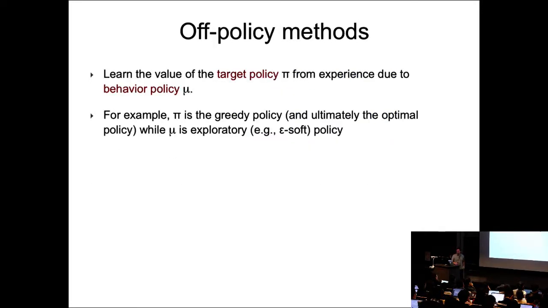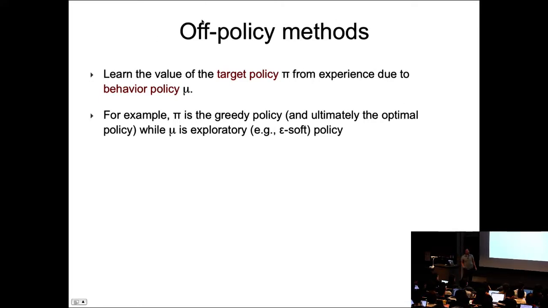Now, let's also look at the off-policy methods. Here the idea is that you want to learn the value of the target policy pi from experience due to behavior policy mu. So you have 2 different policies. For example, pi could be the greedy policy, and maybe ultimately the optimal policy, while mu is an exploratory policy, for example, an epsilon-soft policy. And this is something that's used a lot in practice.